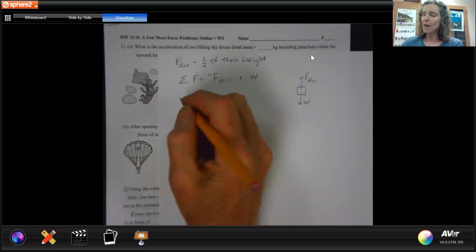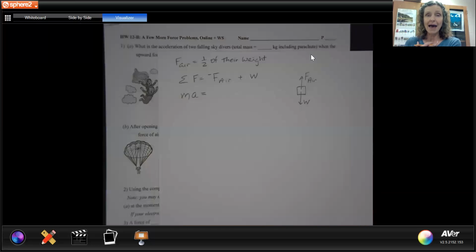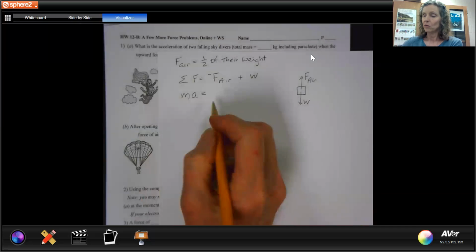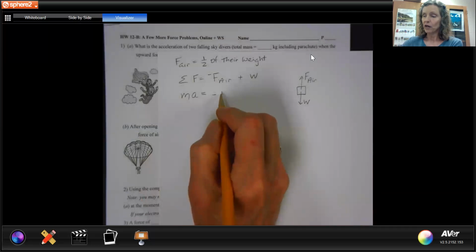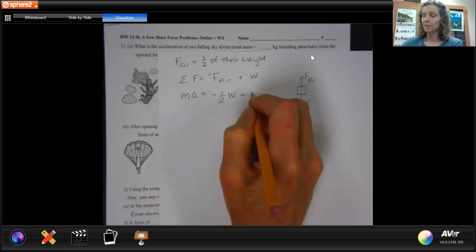So let's see, usually I go mass times acceleration at this point, and I'm looking for things I can substitute. I don't even know their mass. I don't know how far I can get without their mass. Let's try this and see. What could I substitute in algebraically for the force of the air? Well, I'm told it's half of their weight. So I can just go ahead and put in half of their weight like that. And then there's weight again.